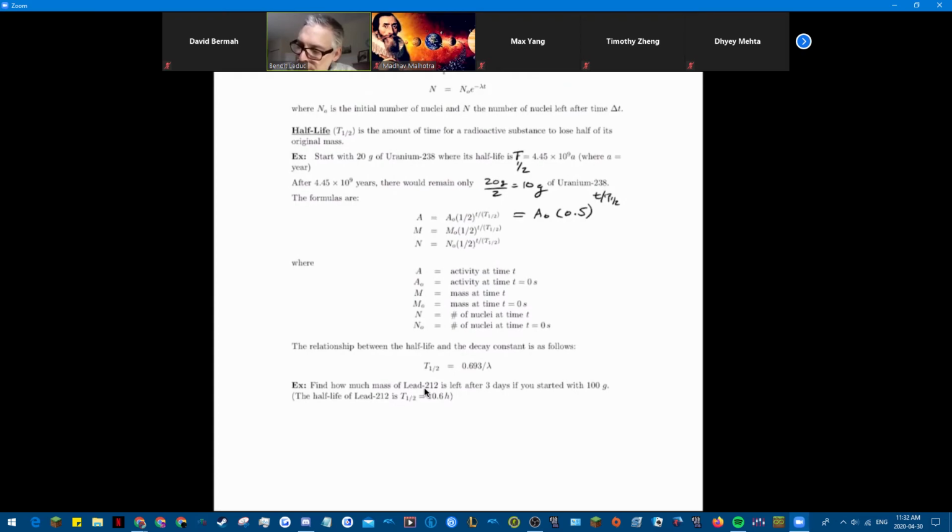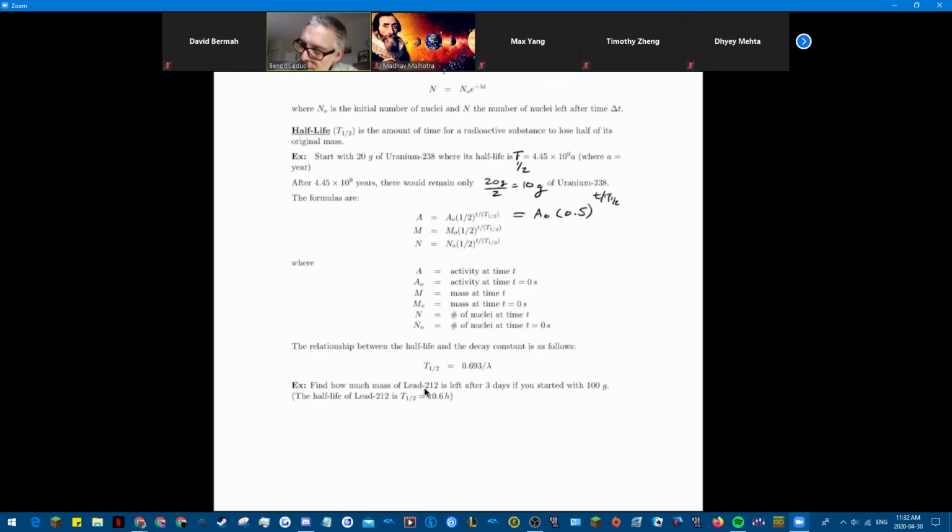So let's do the last question here. Find how much mass of lead-212 is left after 3 days if you started with 100 grams. And the half-life of lead-212 is 10.6 hours.